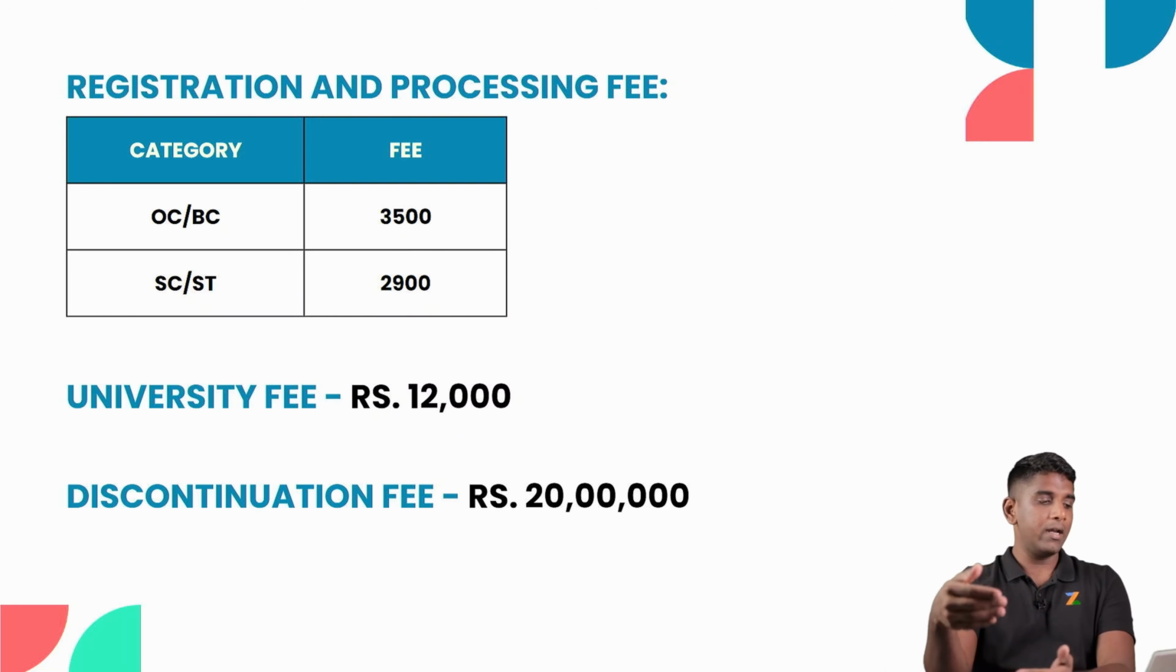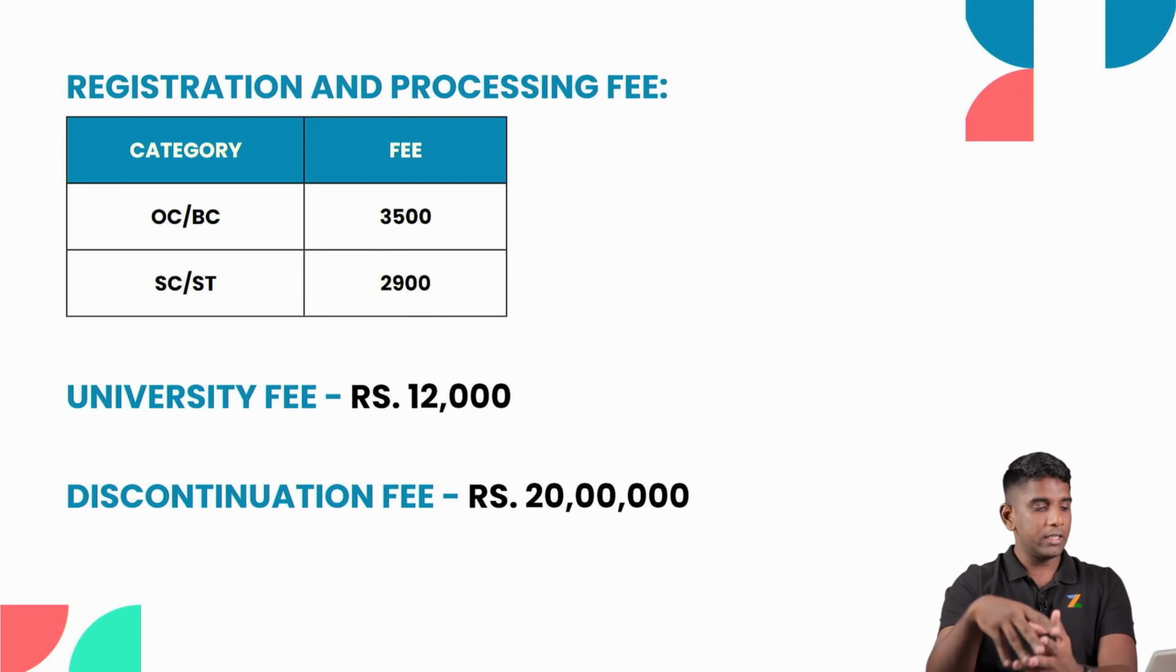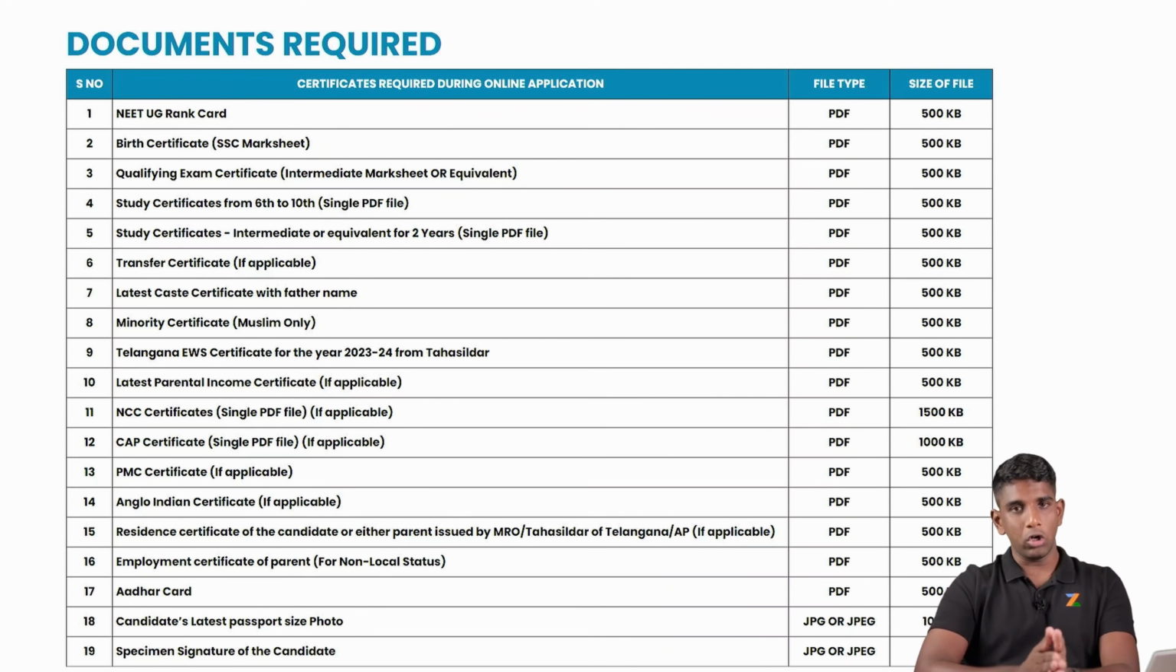Okay, and the university fee for Telangana is 12,000 rupees under government quota, and this university fee has to be paid to download the allotment order. And in case a candidate is discontinuing the course or they are leaving the course, then the discontinuation fee is 20 lakhs.